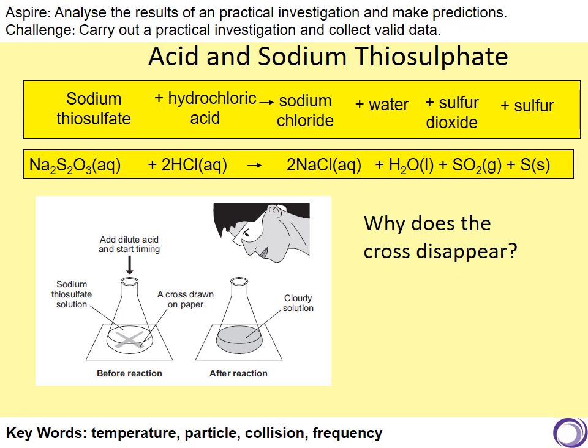How did you get on? Did you work it out? Do you remember that in one of our earlier lessons we talked about state symbols? They're the letters in brackets that come after the chemicals. Well, in this one you can see that sulfur has the small letter S after it, and that stands for solid. So the reason the solution becomes cloudy is because solid sulfur is produced.